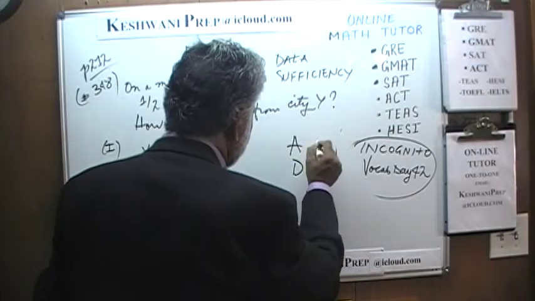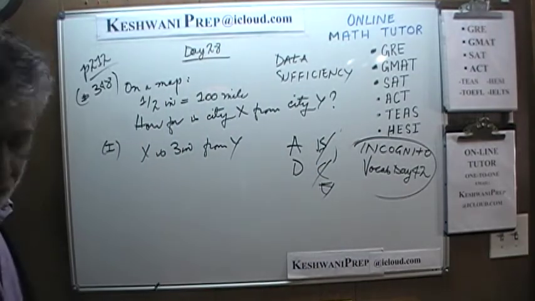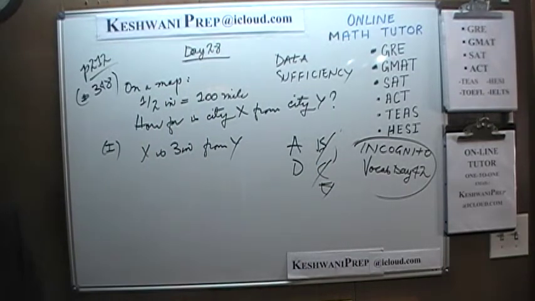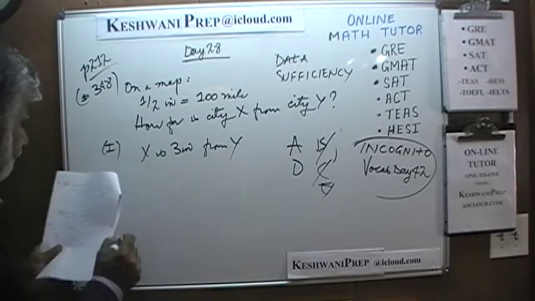A, D, B, C, E. The answer cannot be B, C, or E. Some of them are just way too simple and some of them are not so. Number two. Statement number two.